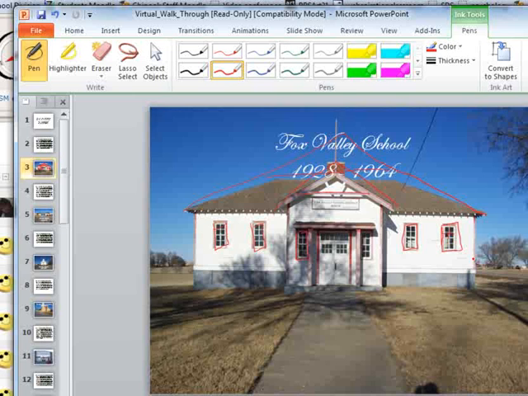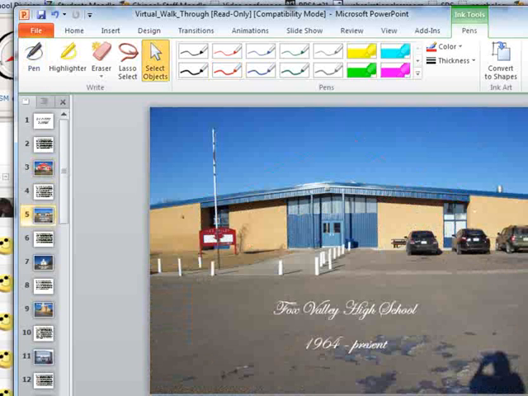Everything, of course, is square and rectangle. There are certainly no curves on this building. You did a great job in your descriptions of the building. And the same thing here on your high school.